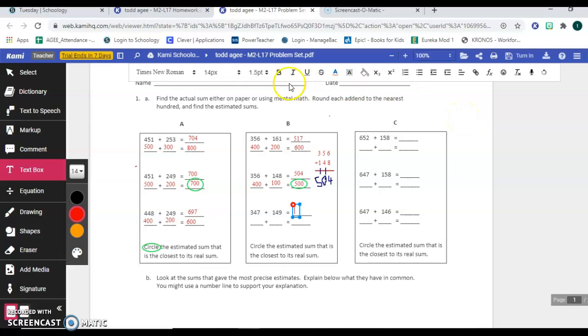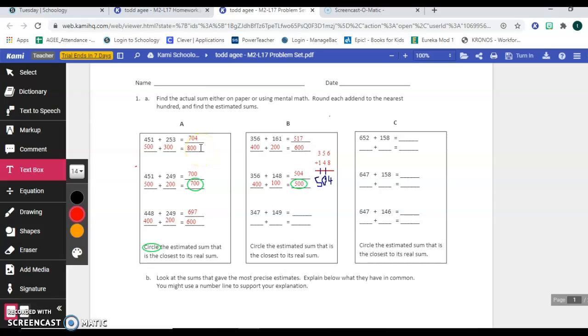I do encourage you to get the practice of doing the mental math of adding up numbers like this, and also the estimations by rounding each to the nearest hundred. But they ask you to do some really sophisticated stuff here. And so what they have you doing here is finding the exact sums of the numbers, and then underneath rounding each add-in to the nearest hundred and finding an estimated sum.